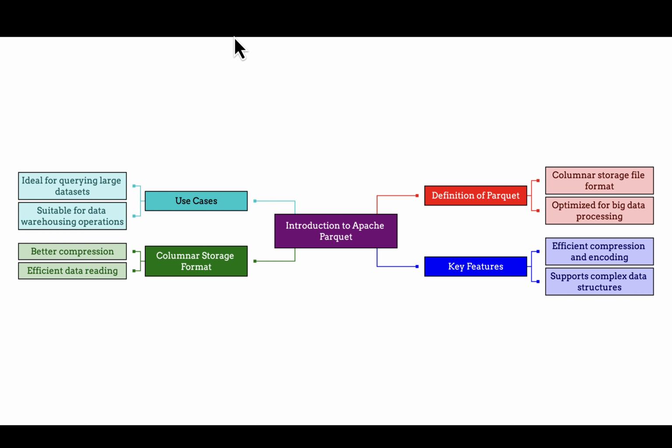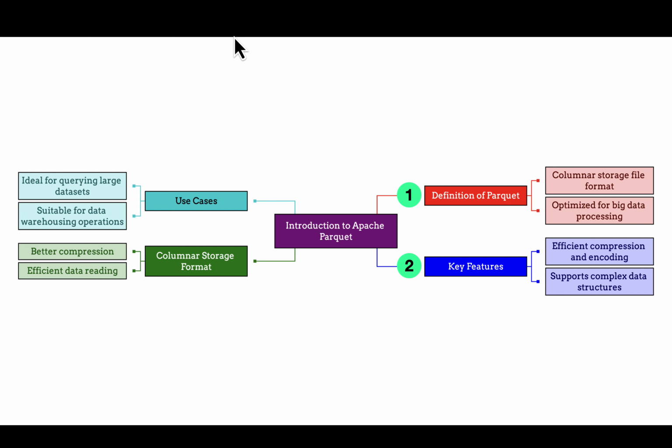Introduction to Apache Parquet. 1. Definition of Parquet. Apache Parquet is an open-source, columnar storage file format optimized for use with big data processing frameworks. It is designed to bring efficient columnar storage of data compared to row-based files like CSV.